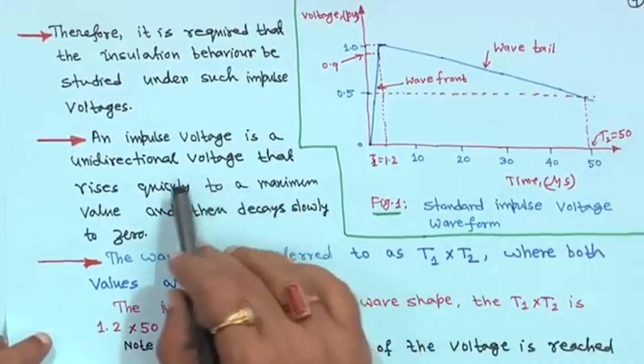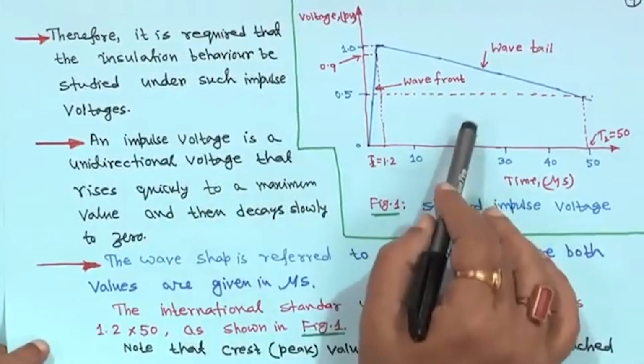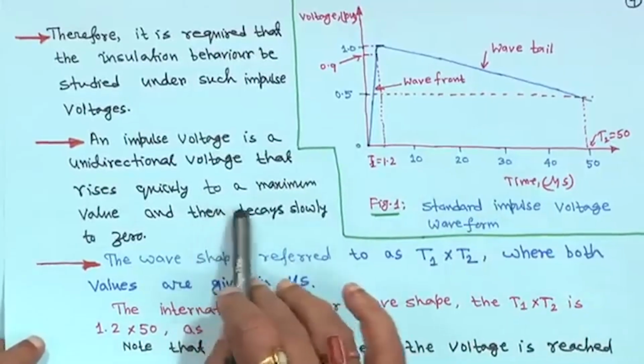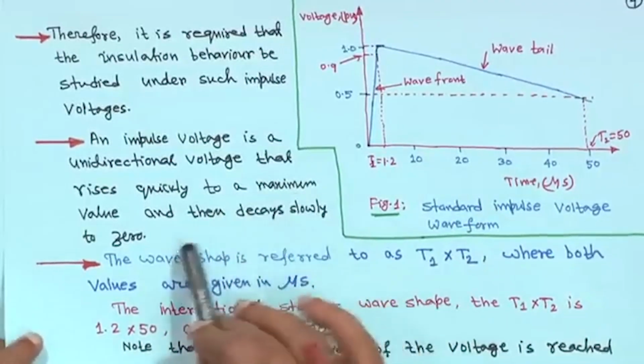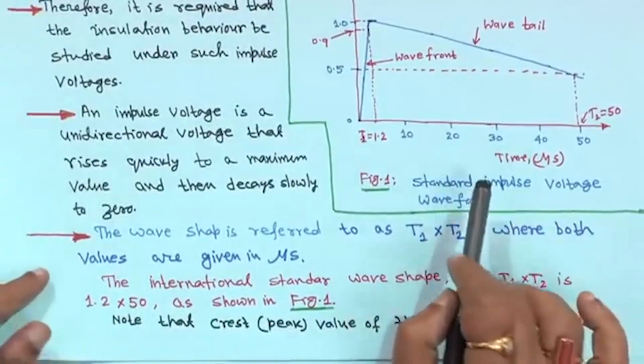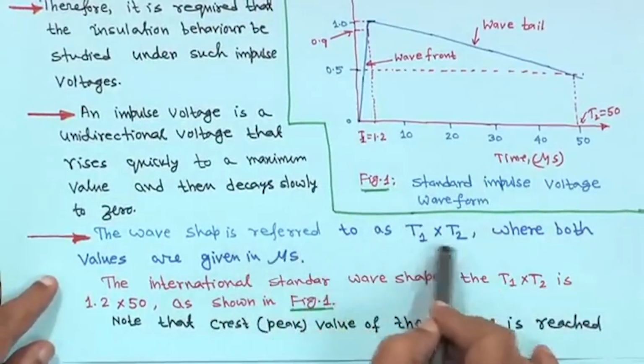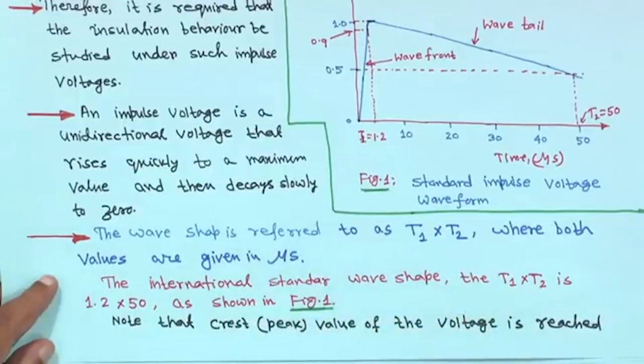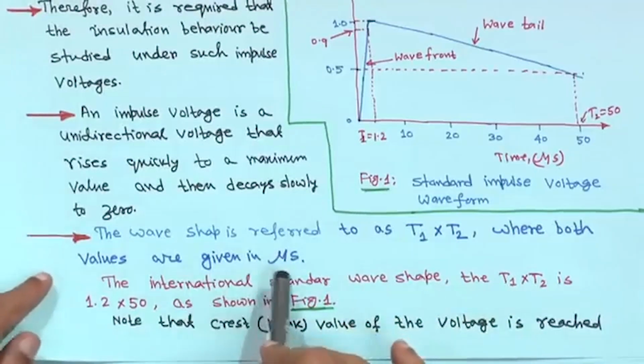An impulse voltage is a unidirectional voltage that rises quickly to a maximum value and then decays slowly to 0. We will come to that. The wave shape is referred to as T1 into T2, where both values are given in microseconds.